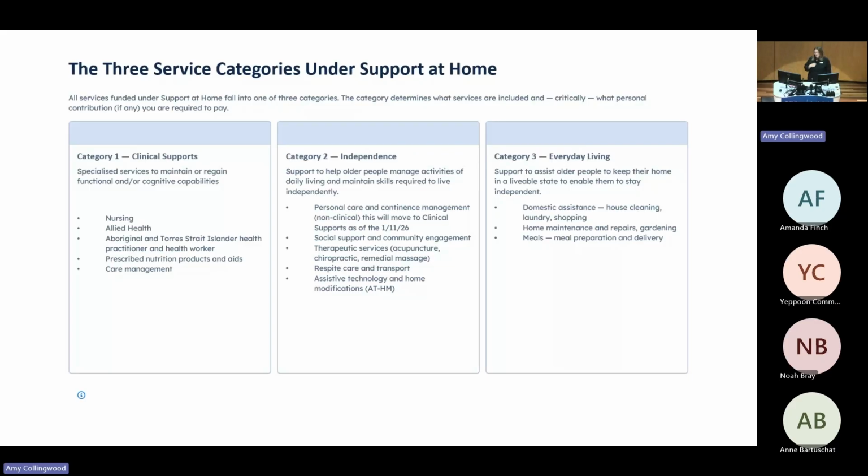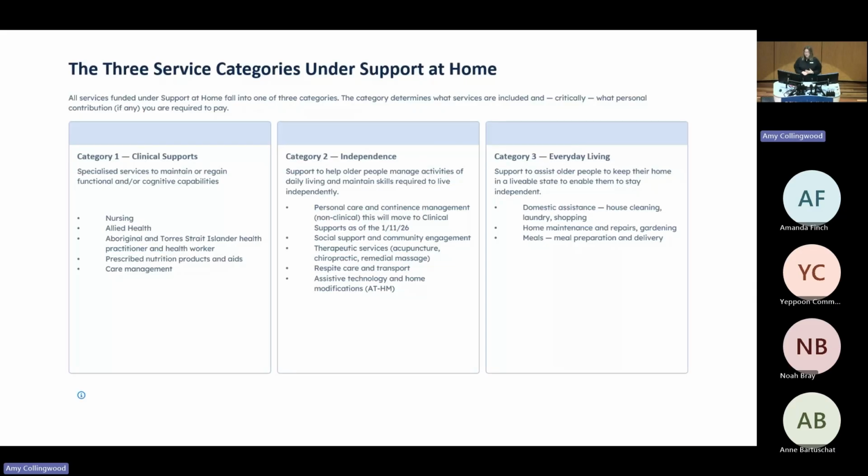So under Support at Home, you've got a quarterly budget that comes through out of that $10,000. It comes through on a quarterly basis, and we are allowed to spend it on clinical services, independent services, and everyday living services. So as you can see, everyday living is those things that we all do every day. The general household cleaning, some shopping, laundry, home maintenance and repairs, gardening, and of course meals. There are everyday living services.